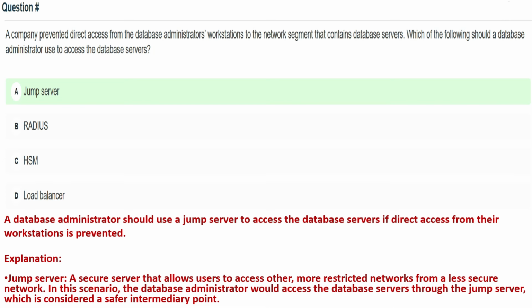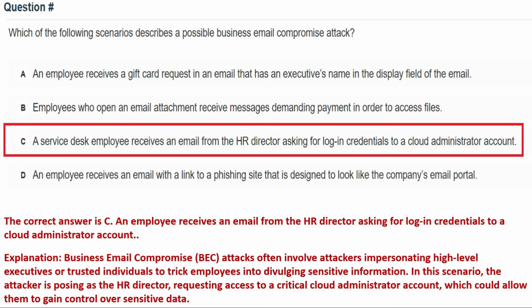So jump server, a secure server that allows users to access other more restricted networks from a less secure network. In this scenario, the database administrator would access the database servers through the jump server, which is considered a safer intermediary point. So that's why the correct answer is A, jump server. So let's move to the next question.